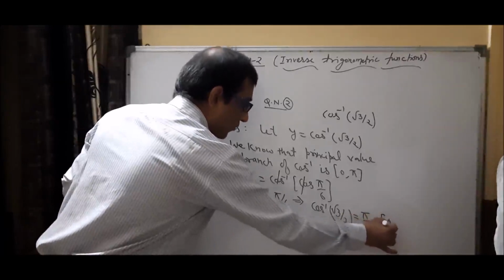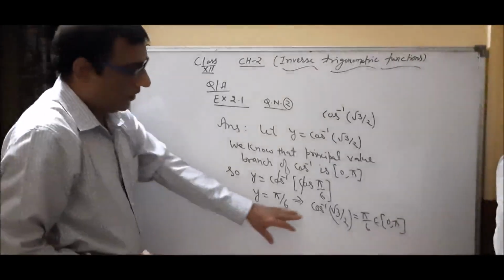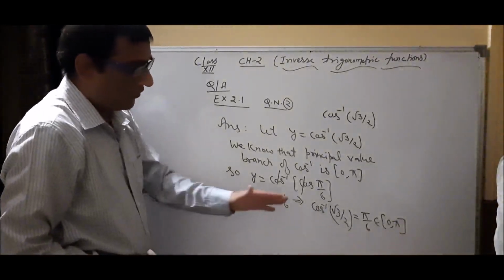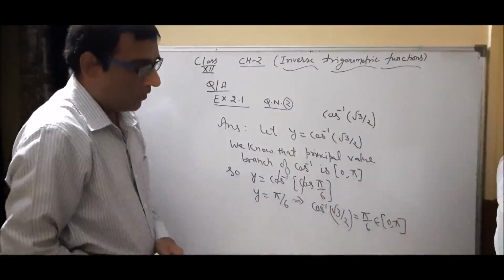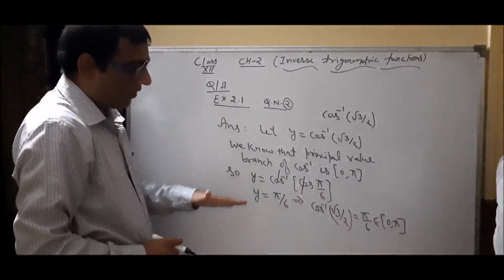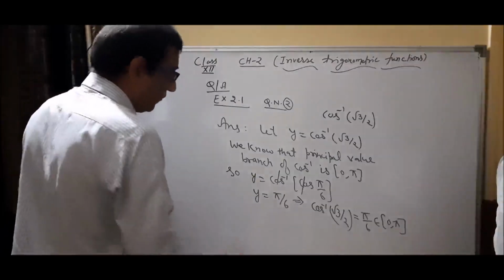which belongs to [0, pi]. It means we can say the principal value of cos inverse root 3 upon 2 is pi by 6, and pi by 6 lies between 0 to pi in the closed interval. So this is the way of solving the question which is related with principal value.